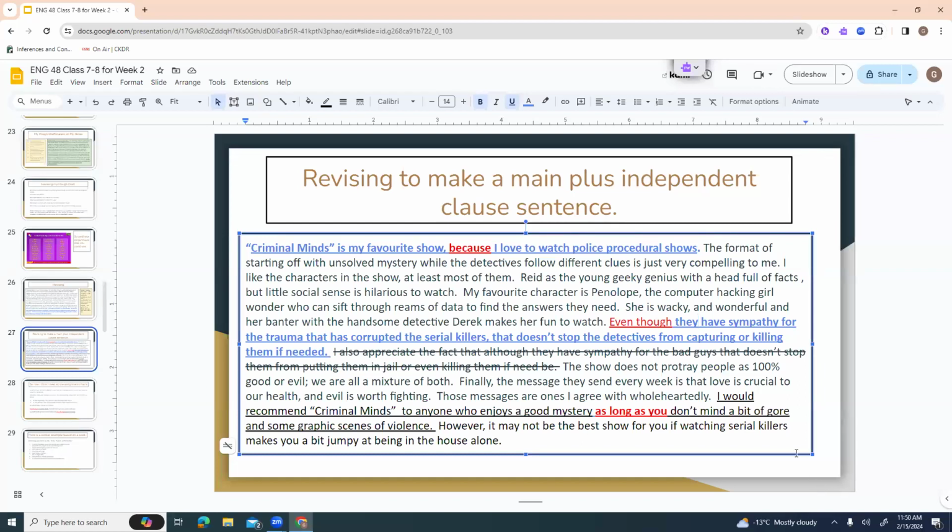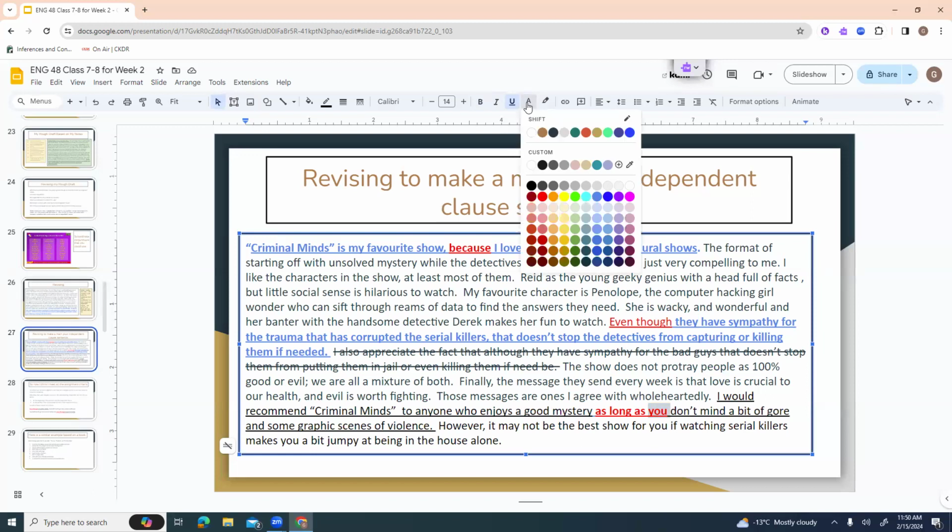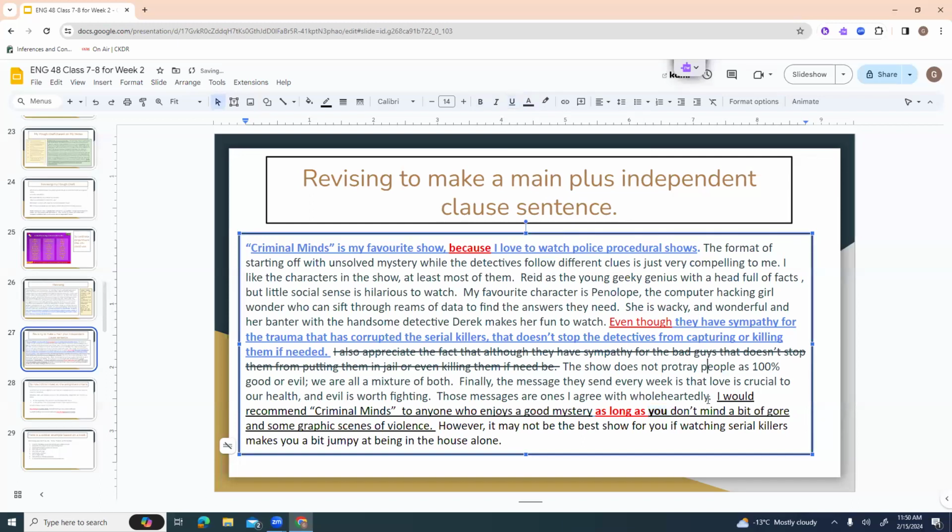And then down here, I combined two more sentences. I would recommend Criminal Minds to anyone who enjoys a good mystery, as long as you don't mind a bit of gore and some graphic scenes of violence. I'm going to fix that part. As long as is my subordinate conjunction. Doesn't roll off the tongue easily. There we go. Just fixing that because it looked like "you" was part of this subordinate conjunction and it's not.